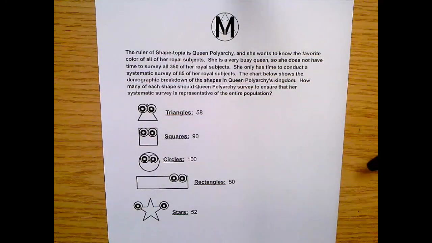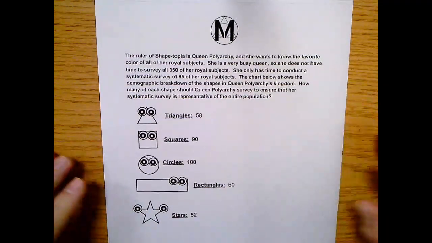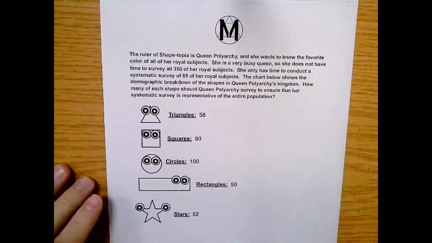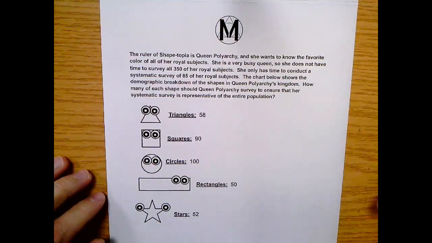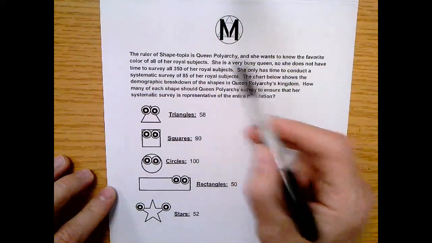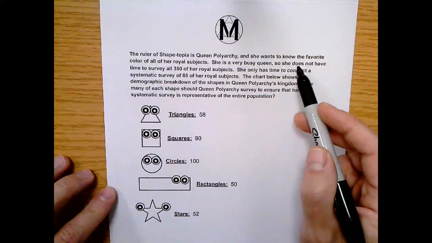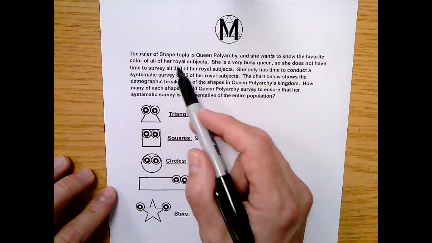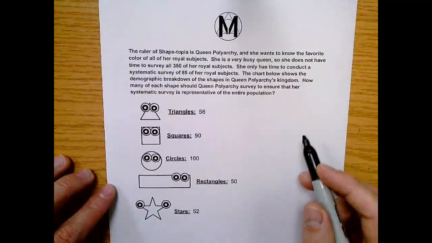All right, let's do some Mathity-Math. I have here a lovely story problem. Let's see what it's about. It says here, the ruler of Shapetopia is Queen Polyarchy, and she wants to know the favorite color of all her royal subjects. Well, how thoughtful of the queen.